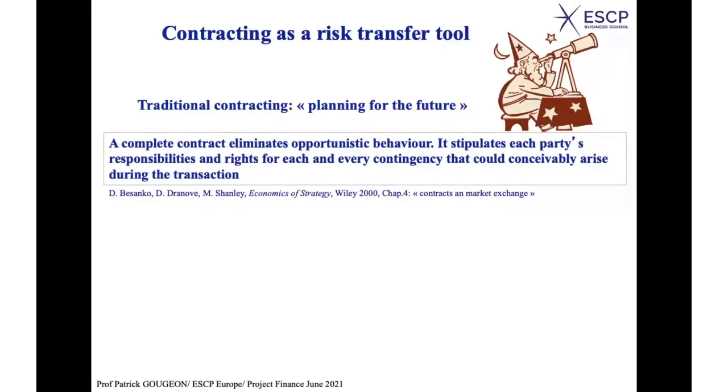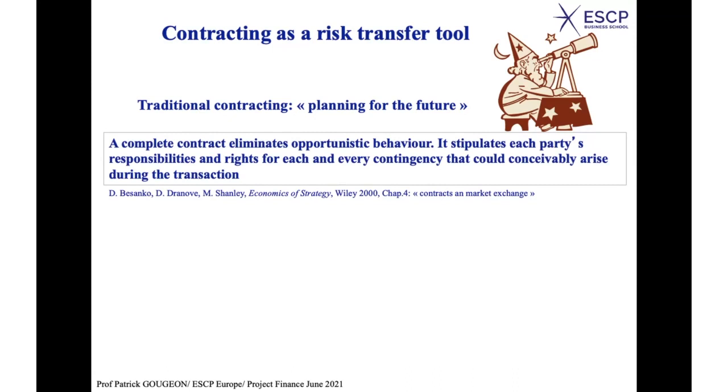So to start with, and that's a kind of problem to a certain extent, we have a contract because we don't trust each other. Okay? Contracting has to do with avoiding opportunistic behaviors. Okay? So it stipulates each party's responsibilities and rights for each and every contingency that could conceivably arise during the transaction. Okay? So basically, at the heart of contracting, you have risk analysis.